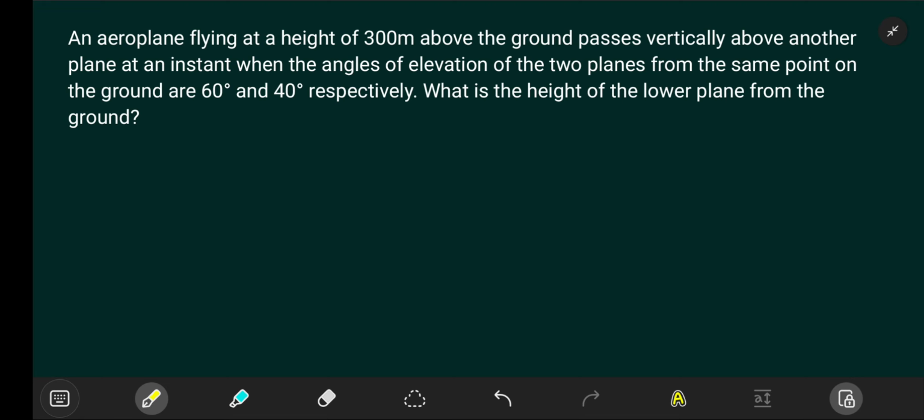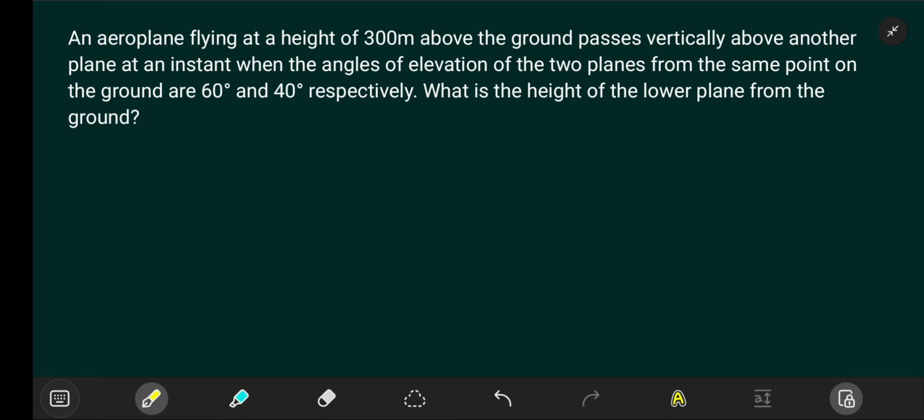An airplane flying at a height of 300 meters above the ground passes vertically above another plane at an instant when the angles of elevation of the two planes from the same point on the ground are 60 degrees and 40 degrees respectively. What is the height of the lower plane from the ground? Okay, understood.